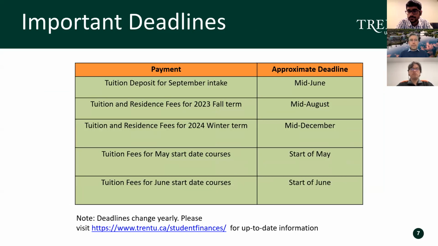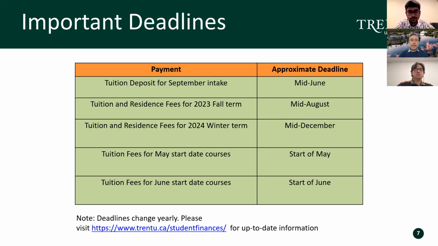Like everything, there are important deadlines you need to be aware of. In general, most of you, I assume, are starting in the September intake. So please be aware that you need to pay your tuition deposit by mid-June. This year, I think it's specifically June 15th. All of these dates are listed on our student finances website, which you can Google. You can just put Trent University financial deadlines and it'll take you right to the webpage. This is a $2,500 deposit, which reserves your spot in the classes and lets us know that you're coming, and we can plan to staff the classes and timetable the courses accordingly.